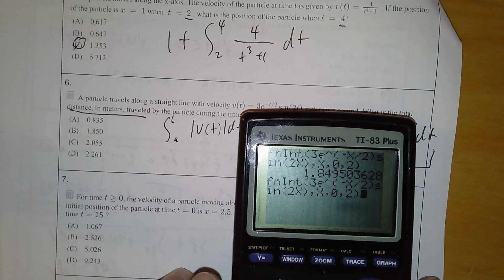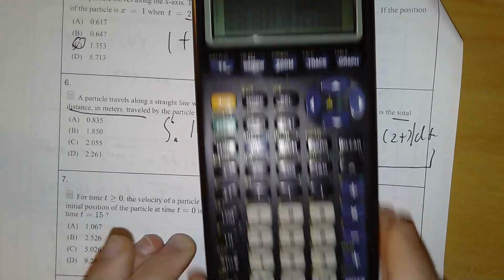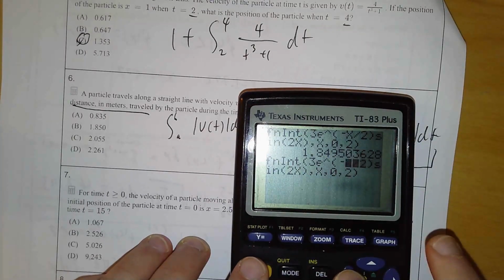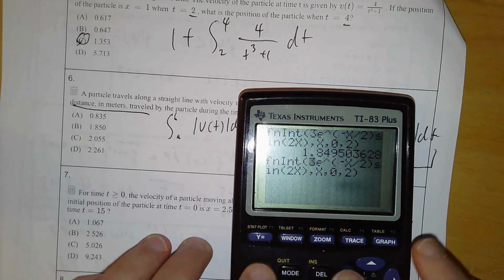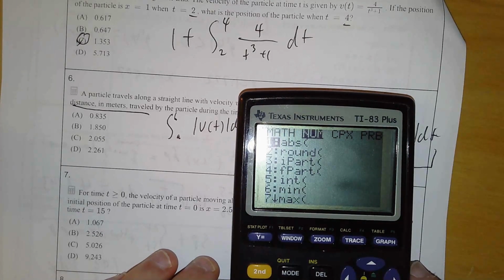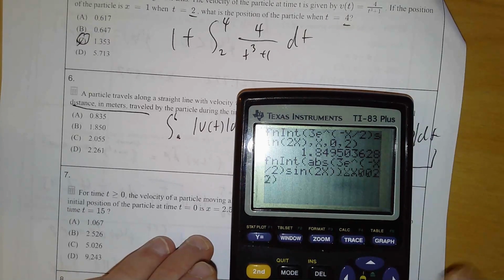So you need to go back up. Second enter will give me that previous entry. Then I'm going to go back, and right before that 3, I'm going to go second insert, and then Math, Num, abs. This is going to give me the absolute value, and then I just got to make sure to close that off at the end of where I want it to be closed right here. And now I've got it.